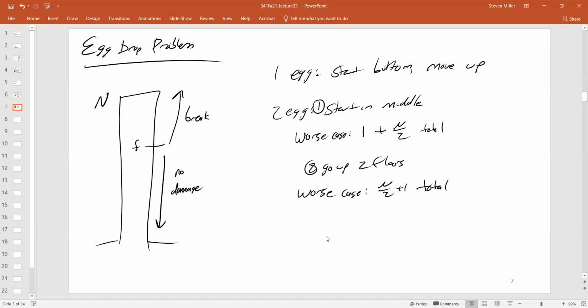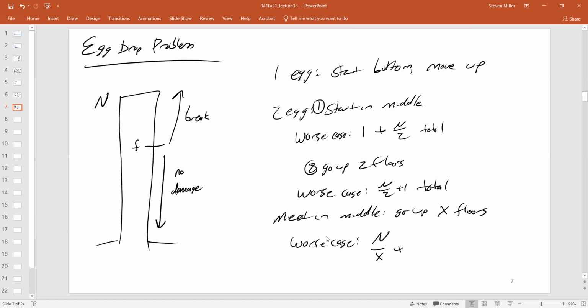So what do we want to do? We want to find the idea. We want to meet in the middle. So now we want some function of n floors. So let's say we go up x floors. So the worst case is we go x, 2x, 3x, 4x, all the way up to n. So we could have n over x times before the first egg breaks.